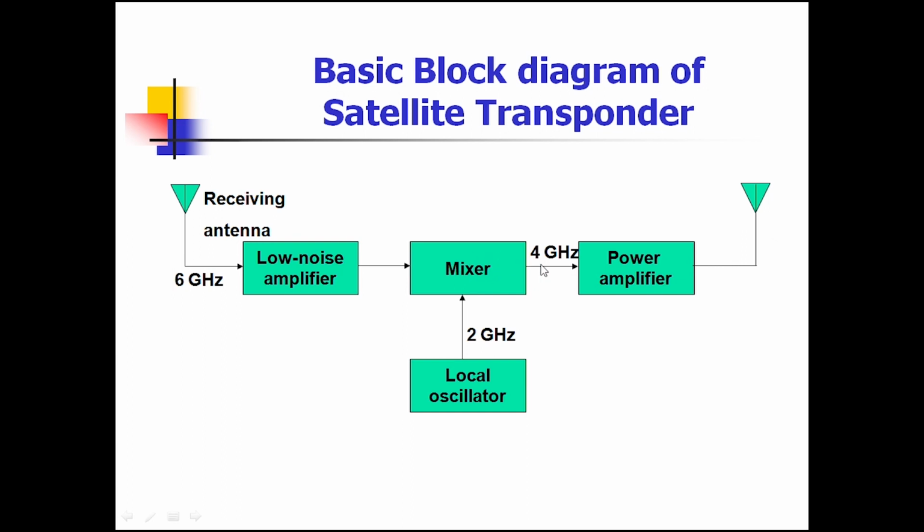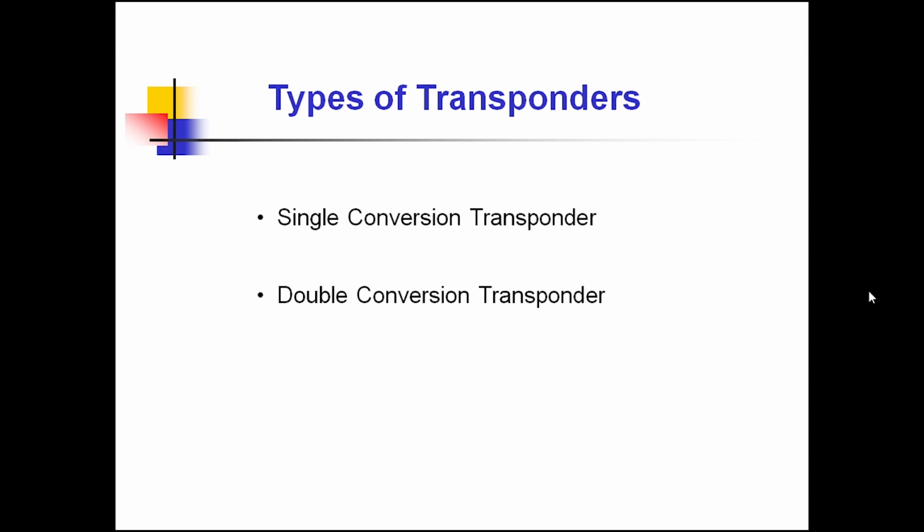This is the downlink frequency. It is amplified by the power amplifier and then applied to the transmitting antenna for further transmission towards the receiving earth station. There are a number of transponder types: single conversion transponder, double conversion transponder and regenerative transponder.